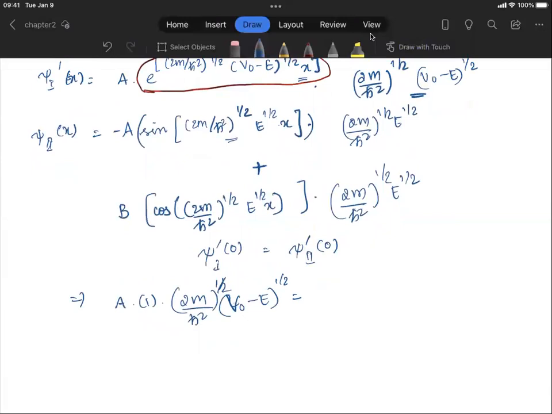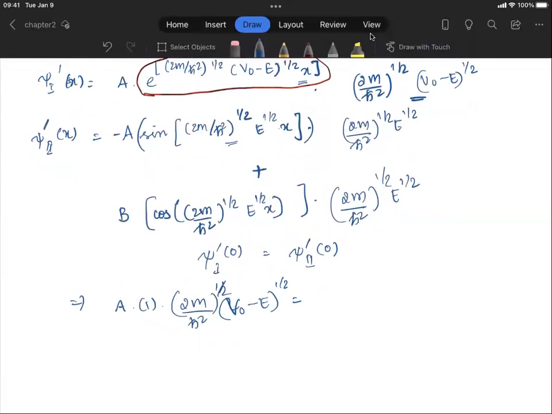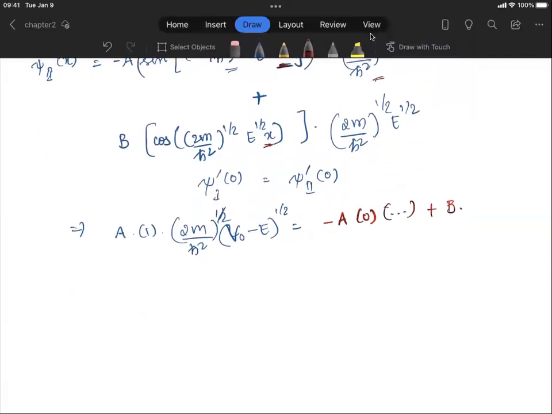Now, when we plug in 0 here, this will give us sine of 0, which is 0, right? So it's going to be negative A times 0 times whatever you have. It doesn't matter. It's all going to be 0, plus B times, if you plug in x equals 0 here, you're going to have cos of 0, which is 1, right? So you're going to have that times this.